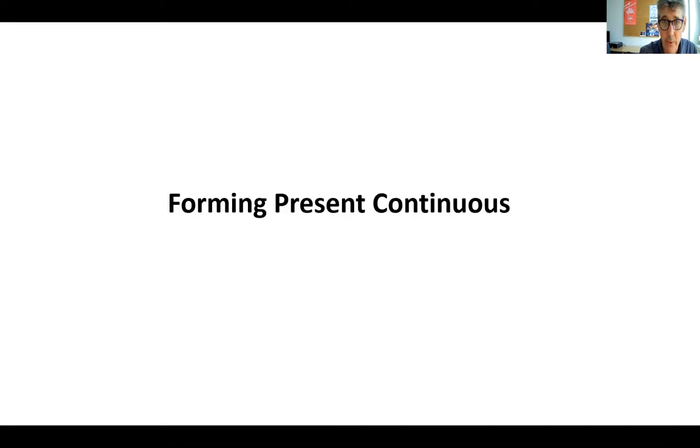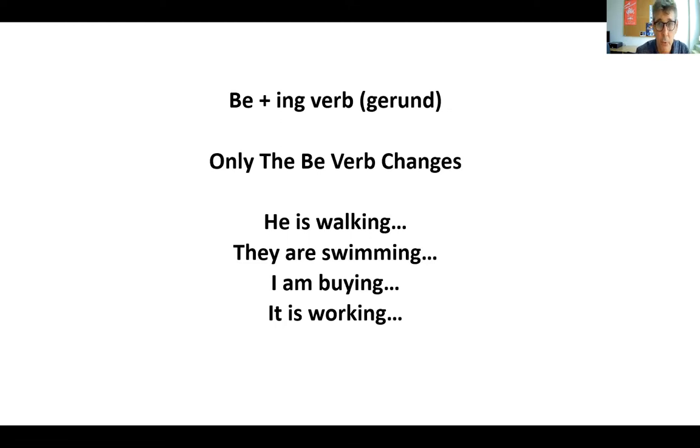Now we're going to go to present continuous, and how do we make it? How do we create it? Most of you guys know this. We use the verb be plus an ing verb, or what we call a gerund. And when we create the present continuous, only the be changes, only the be conjugates. All right, so here we have examples. He is walking. They are swimming. I am buying. It is working. So here we see that the verb to be changes. And the second verb, there's always two verbs in present continuous. It's always an ing verb. Again, I know you guys know this.